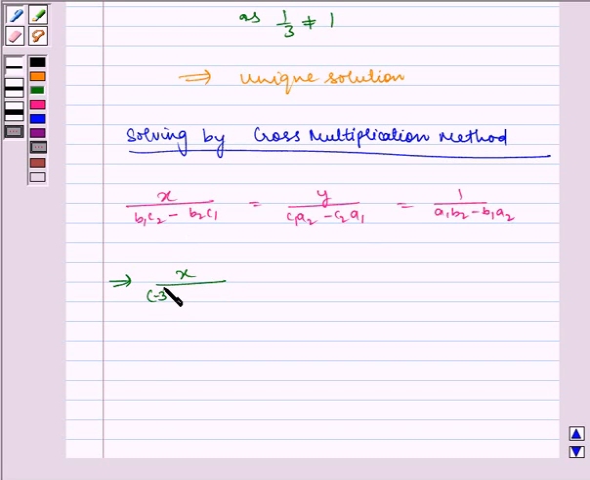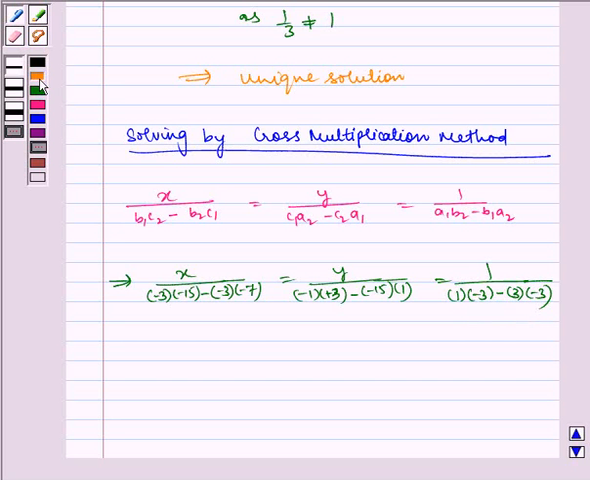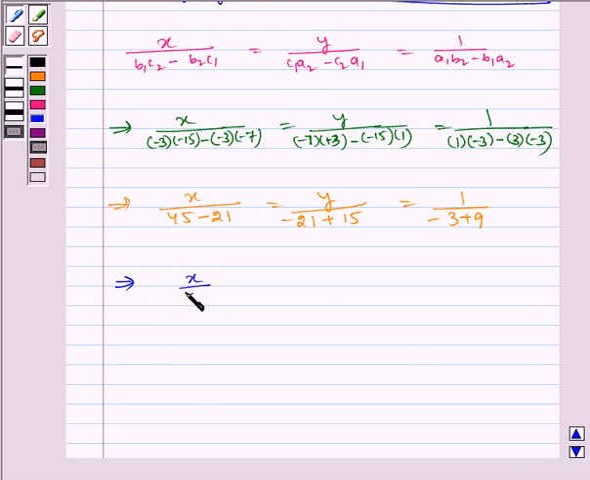we get x upon minus 3 multiplied by minus 15 minus minus 3 multiplied by minus 7 which is equal to y upon minus 7 multiplied by 3 minus minus 15 multiplied by 1 which is equal to 1 upon 1 multiplied by minus 3 minus 3 multiplied by minus 3. Which implies x upon 45 minus 21 is equal to y upon minus 21 plus 15 which is equal to 1 upon minus 3 plus 9. Which implies x upon 24 is equal to y by minus 6 is equal to 1 by 6.